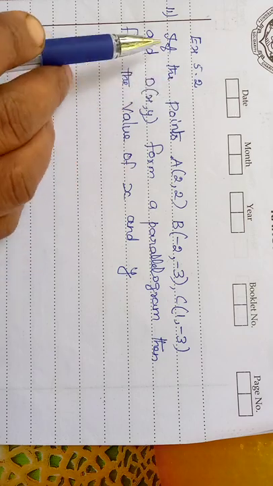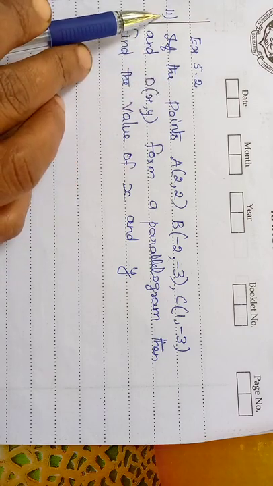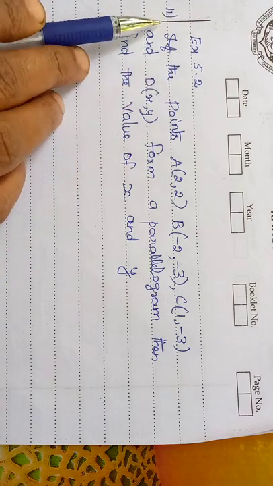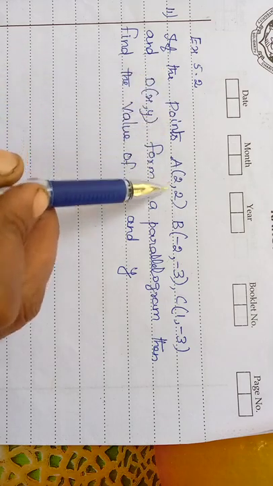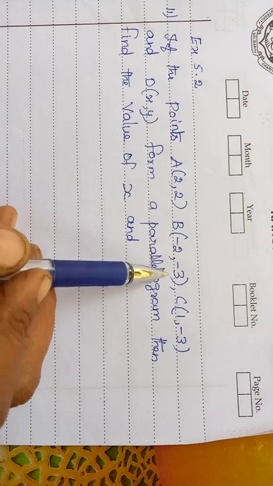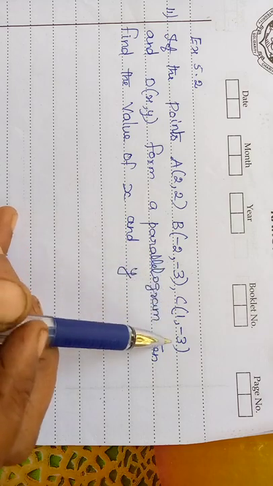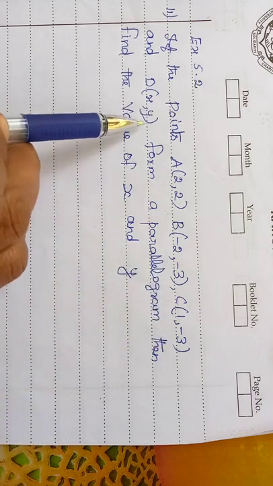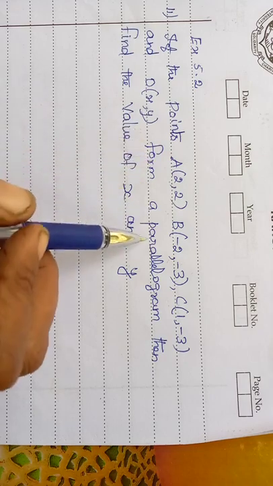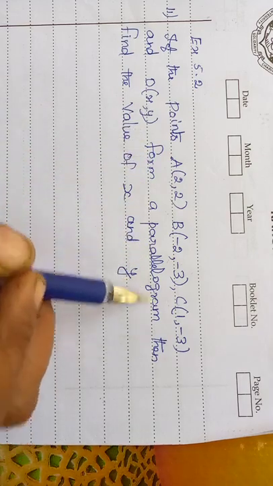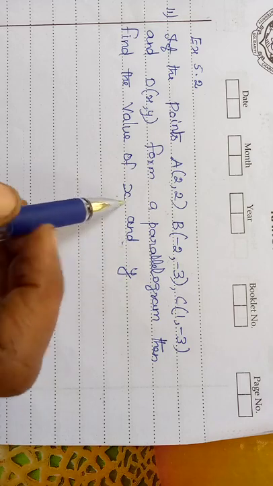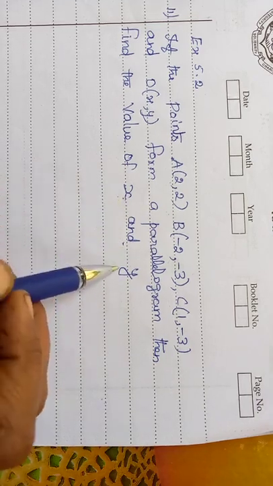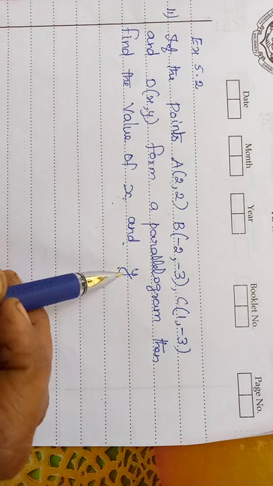Exercise 5.2, question number 11. What is the question number 11? If the points A of 2 comma 2, B of minus 2 comma minus 3 and C of 1 comma minus 3 and D of x comma y form a parallelogram, then find the value of x and y. Here unknown values x and y are there, so both values we have to find out.